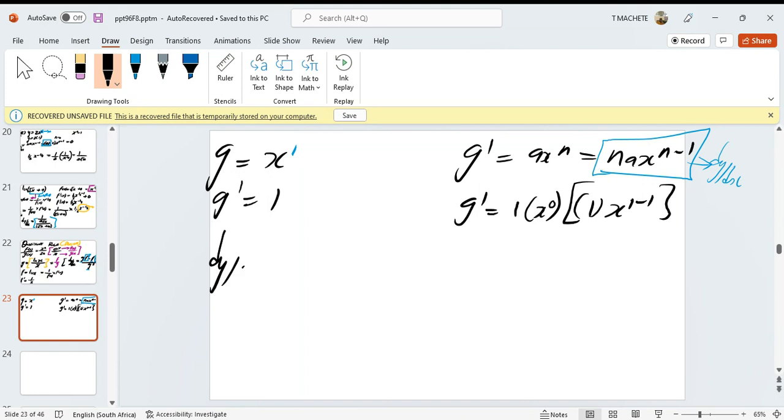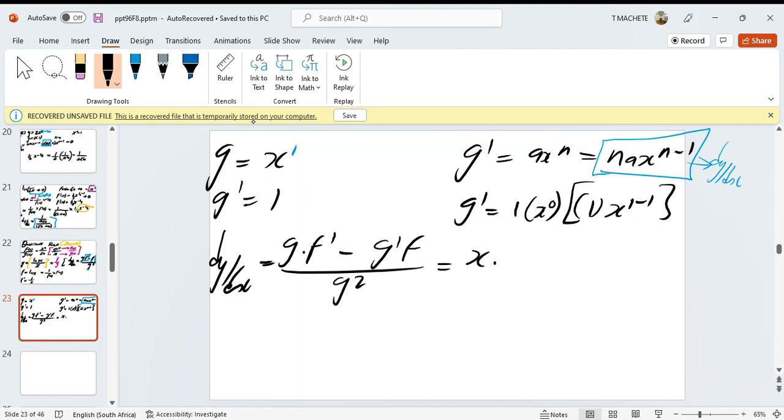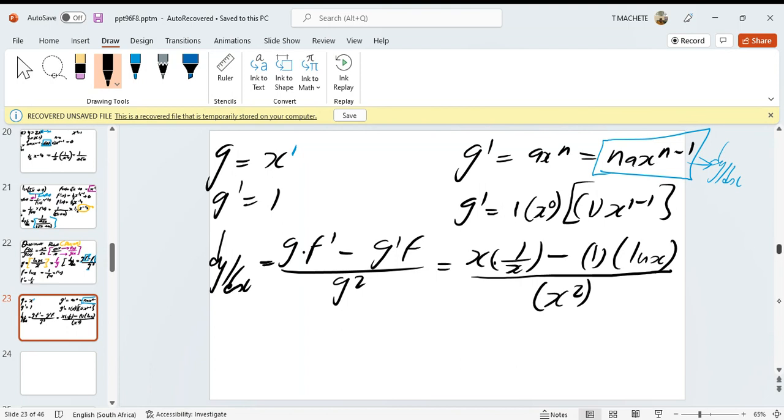Then we go and say dy over dx. They said we should get g times f prime minus g prime times f over g squared. We substitute those values here. So our g, we write it down, it's x, times our f prime. You must know your f prime, it's 1 over x. You see there, x times 1 over x minus your g prime. What is your g prime? It's 1. Multiply by the f. So f was ln x. You divide it by g squared. So what is your g? It's x squared. You see? G squared, x squared.